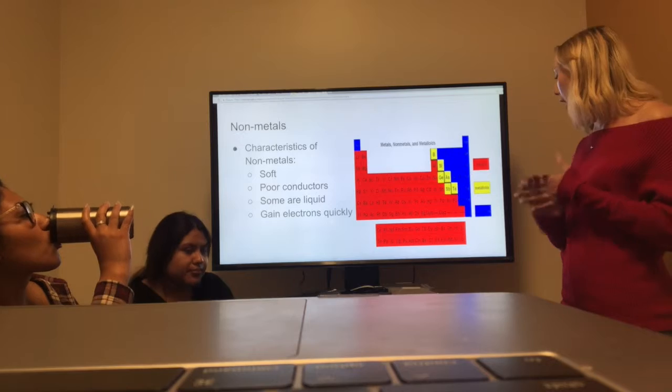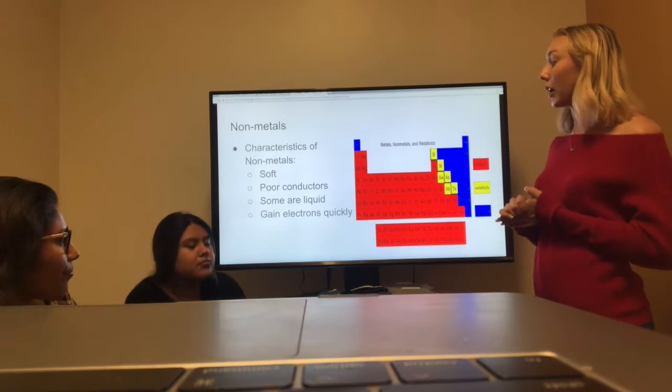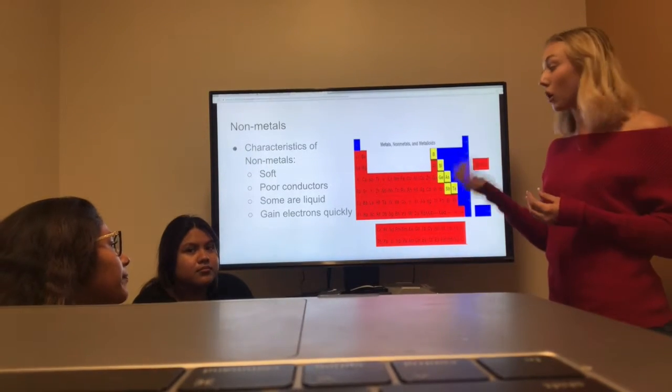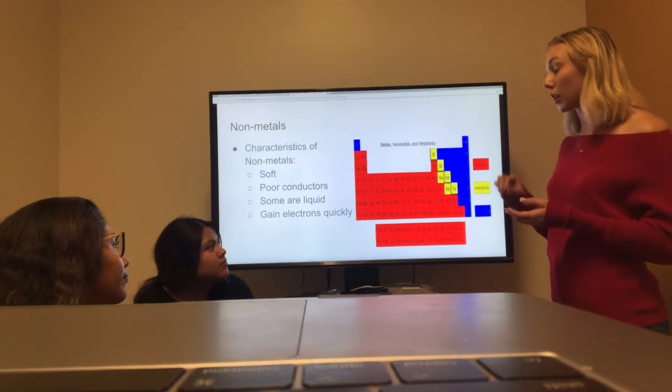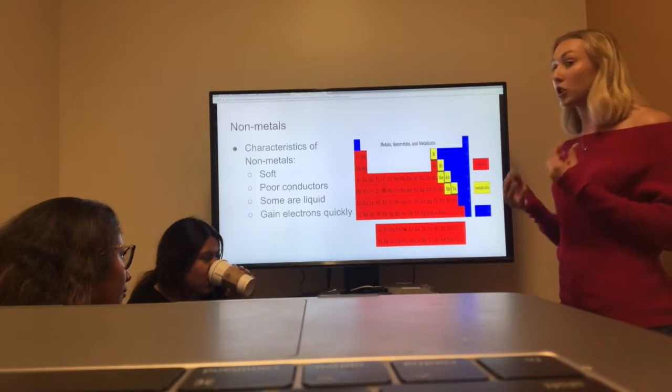So now, nonmetals. The nonmetals are the blue section of the periodic table, and some characteristics of the nonmetals are they are soft, and we remember that metals are hard. So these are soft, they're poor conductors. Some of them are liquids, and they gain electrons quickly.